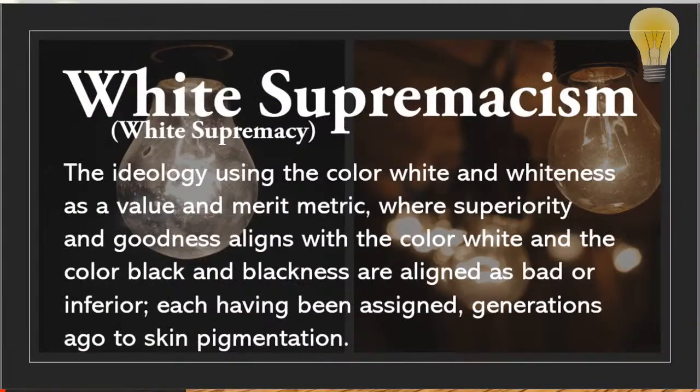Next up is white supremacism. White supremacism is the ideology that uses the color white and whiteness as a value and merit measurement, where superiority and goodness align with the color white and the color black and blackness aligned as bad or inferior, each having been assigned generations ago to skin pigment.